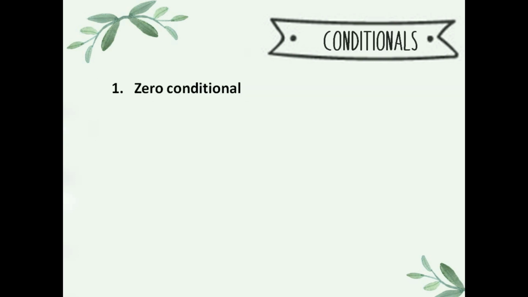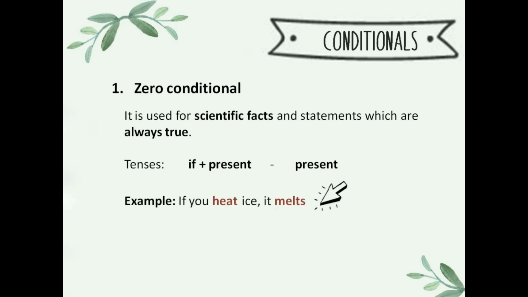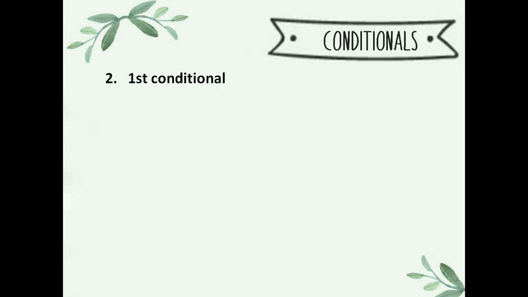Well, zero conditional is the easiest one. We need to remember that it is used for scientific facts and statements which are always true. So, how do we form it? It is quite easy, because in the subordinate clause we use the present, and in the main clause we use the present as well. So, one example would be, if you heat ice, it melts. The two verbs which are in the present show us that we're talking about a scientific fact, a fact that's always true.